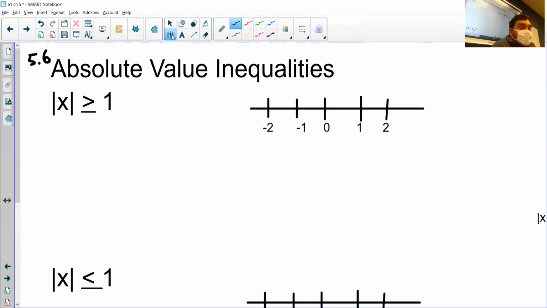Kira, if I plugged in a -2 here, would it be greater than or equal to 1? Yes or no?